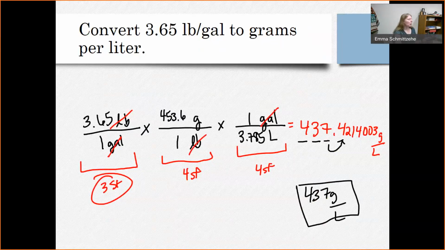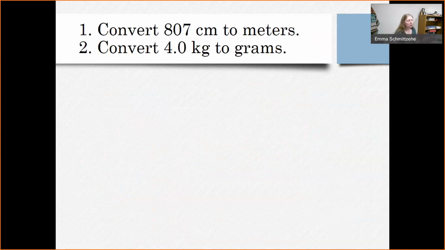Okay. So those were all involving English units. Now, most of the time in chemistry, you're dealing with metric units and metric units only a lot of the times. So let's focus on some metric conversions. First I've got a couple of hopefully simple ones. First I want to convert 807 centimeters to meters.